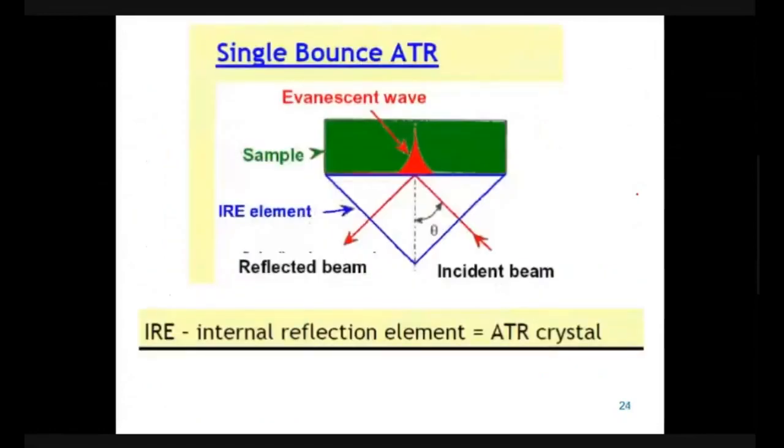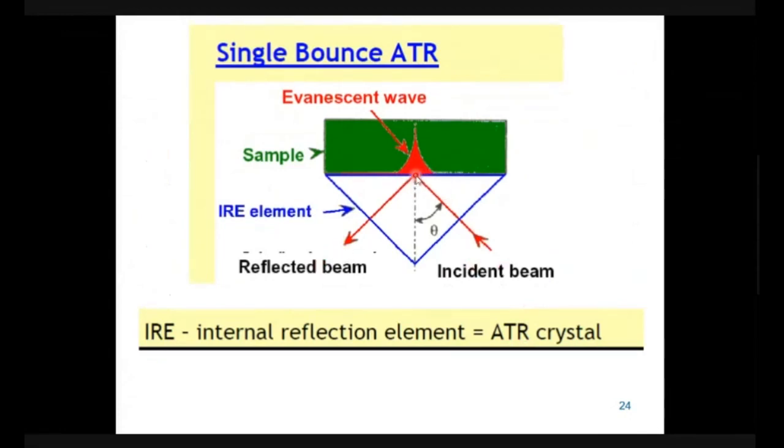Before going into theory, I will quickly show you the diagram so that you will understand the theory better. See, this is your sample, green color. The green sample is attached to one crystal. Now this crystal has an optical density such that the IR beam can pass through it. It is called an internal reflection element, or simply an ATR crystal. This assembly, what you are looking at in front of you, is a single bounce ATR. That means light is coming and bouncing from the sample only once. This is the incident beam, this is the reflected beam.